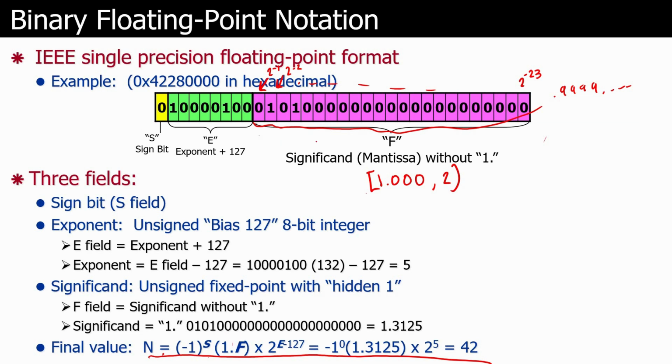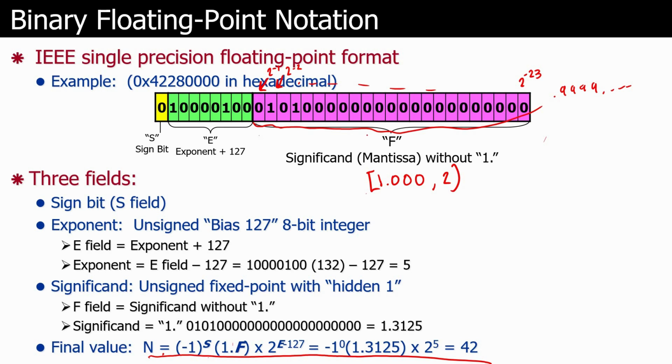It's not in the representation here, but we know that when we decode it, we have a 1 there. You put your entire F field here, and you end up with some value between 1 and 2. Multiply times 2 to the e minus 127, because you have a bias of 127 built in. So if you had 127 in here, what you would really mean is to the 0th power.